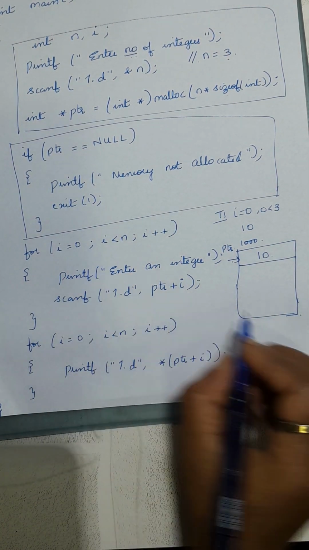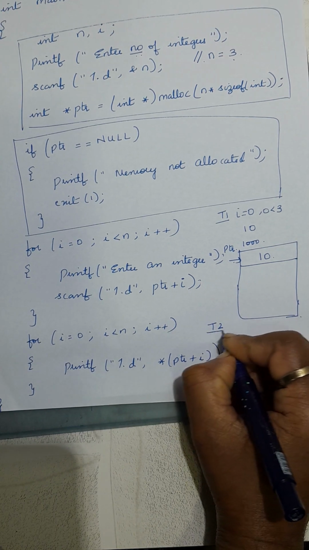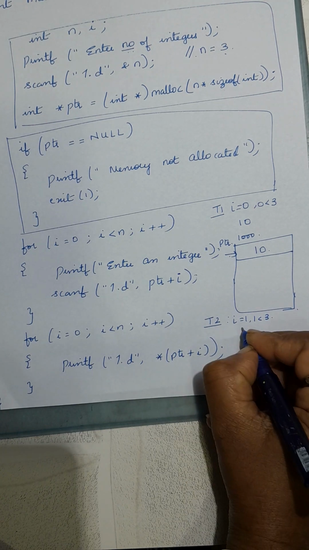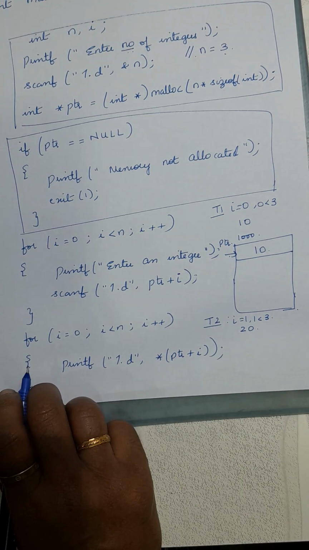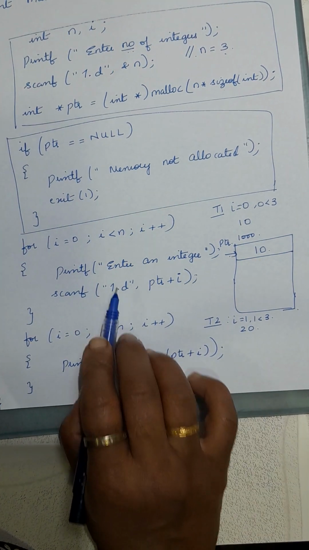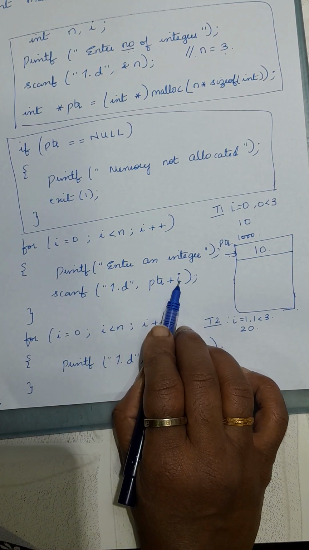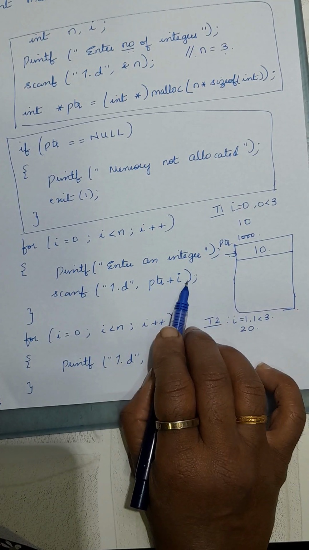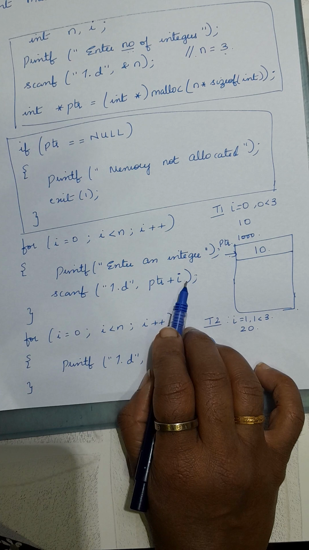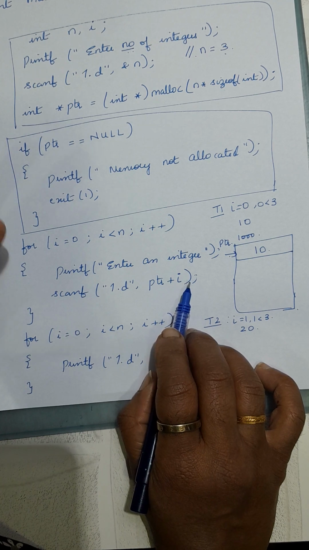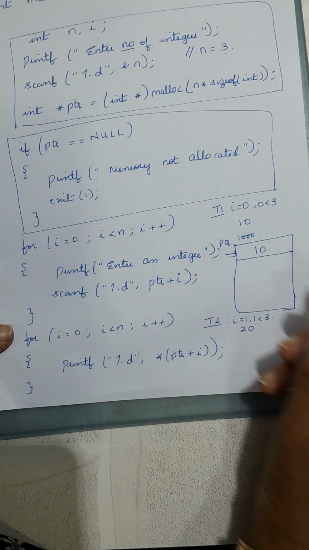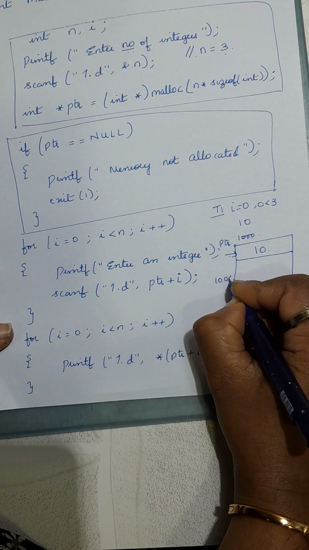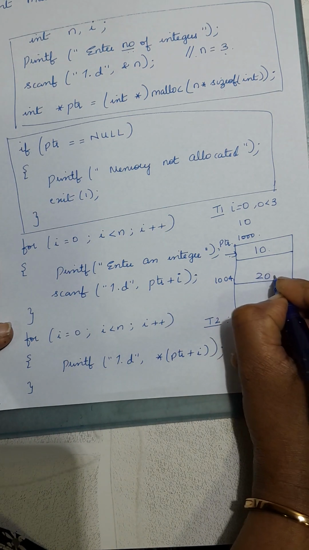Then for the second iteration, trace 2. What is i value? i is equal to 1. 1 is less than 3. Now if I enter 20, where is the 20 stored? It will come inside. 20 will be read here with %d. ptr plus i. What is current value of ptr? Address pointed by ptr. It is 1000. 1000 plus 1. Suppose size of int for this particular system is 4 bytes. Then it will be 1000 plus 4. So at address 1004, 20 will be stored.